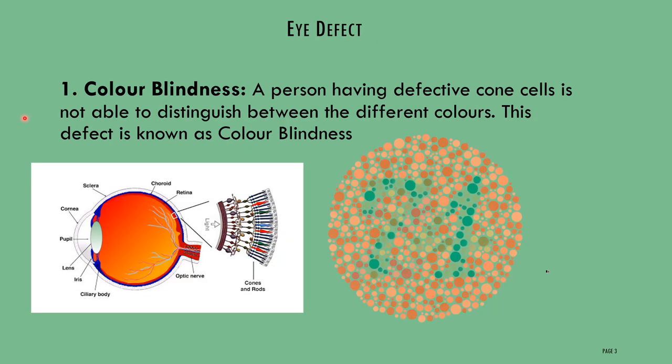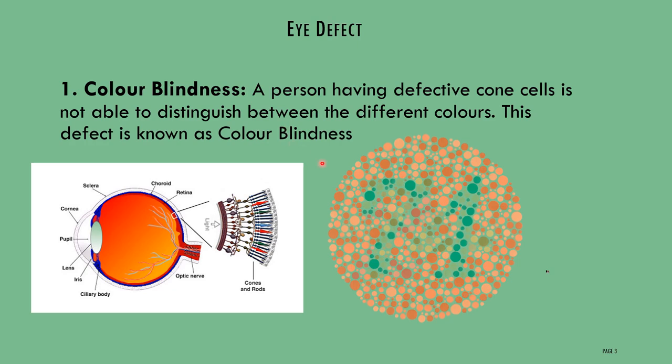Eye defect. First one is color blindness. A person having defective cone cells is not able to distinguish between different colors. This defect is known as color blindness. What is meant by color blindness? A person is not able to identify a proper color. For example, if the color is blue, that person may get confused between blue, black or other colors. This defect we know as color blindness.